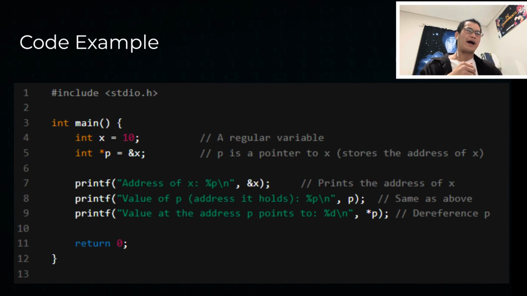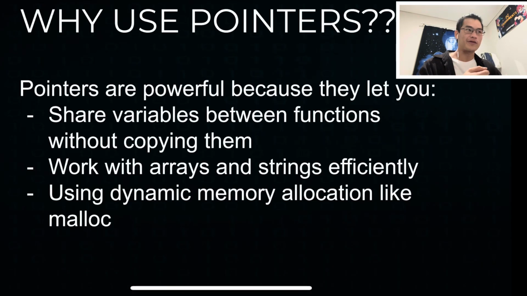Now, you might be asking, why use pointers? Pointers are powerful because they let you share variables between functions without copying them. Personally, I use this a lot when I was trying to figure out pointers myself. They also work with arrays and strings really efficiently. And it's really useful for dynamic memory allocation like malloc.